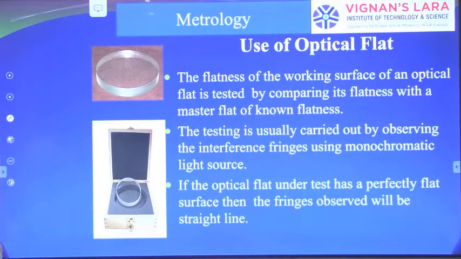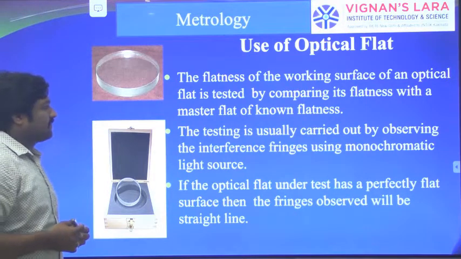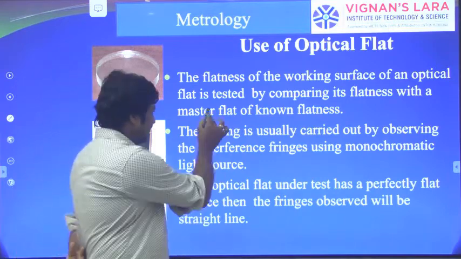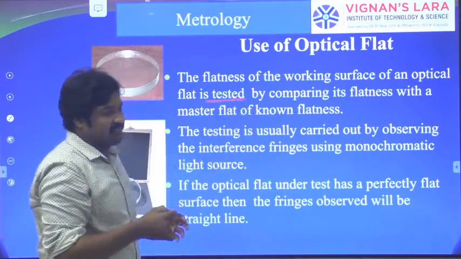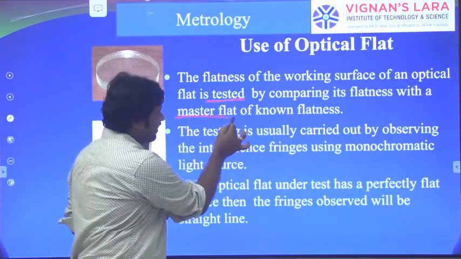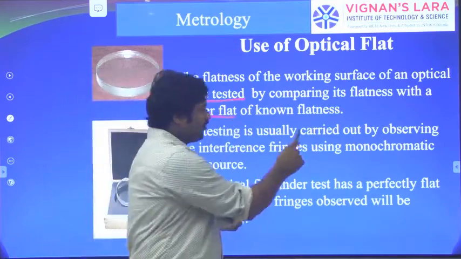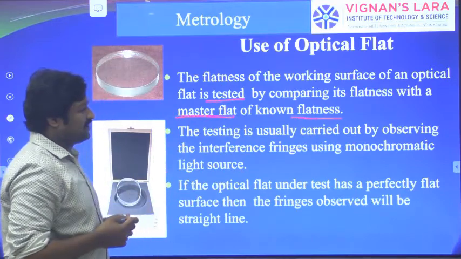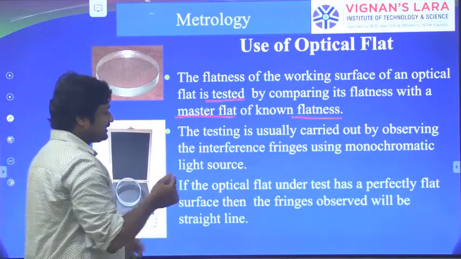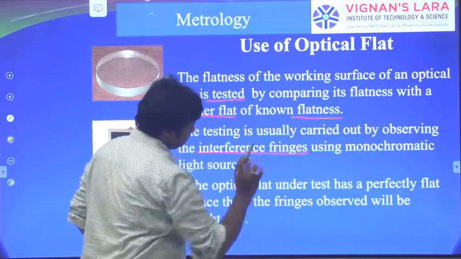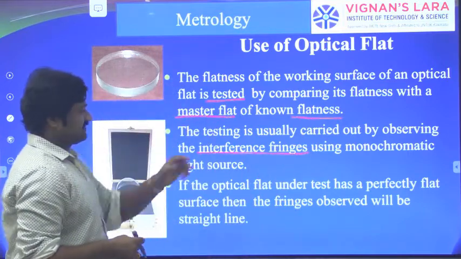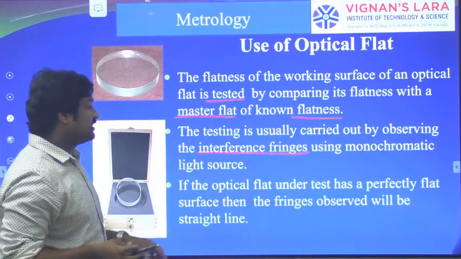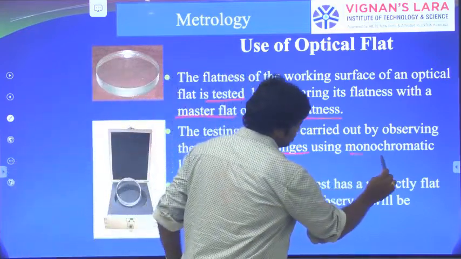Next, use of optical flat. The flatness of the working surface of an optical flat is tested by comparing its flatness with a master flat or a known flatness. The testing is usually carried out by observing the interference fringes, which we will discuss, using a monochromatic light source.